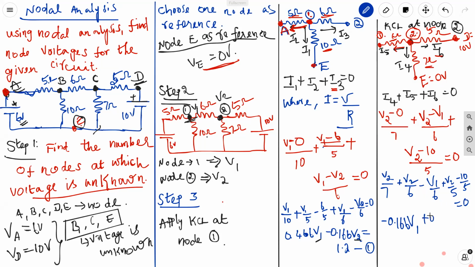Plus 0.509 V2. Then we have the constant term 10 by 5, which is 2, right? And it is a minus 2, but when we move it to the RHS, it is plus 2, right? This is equation number 2. So our equation number 1: 0.466 V1 minus 0.166 V2 equal to 1.2. And the second equation: minus 0.166 V1 plus 0.509 V2 equal to 2. Now you can easily solve these two expressions to find V1 and V2.